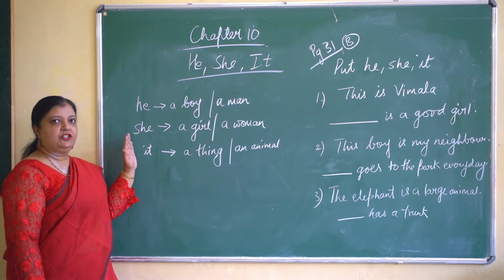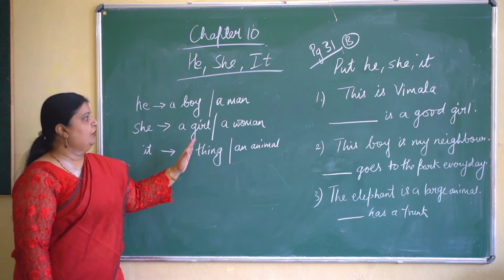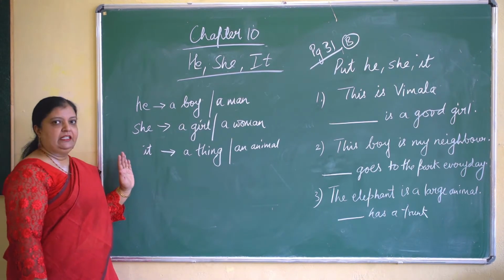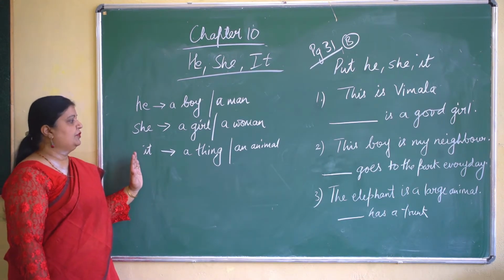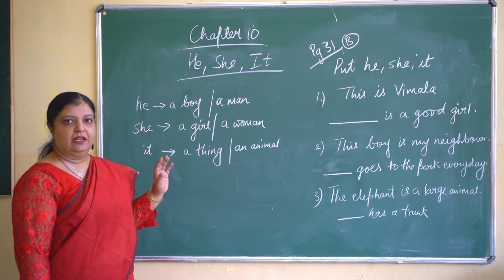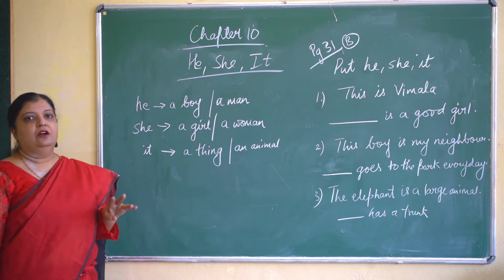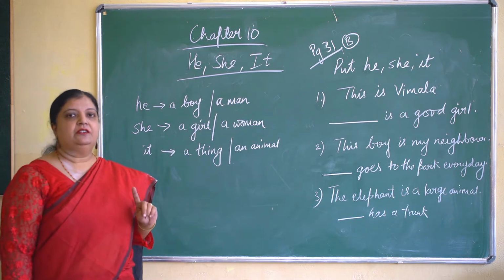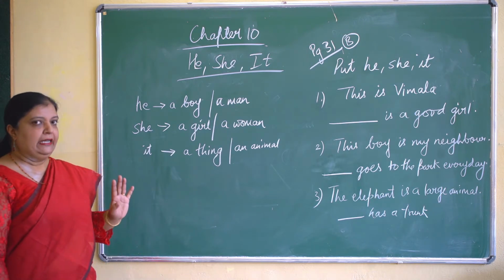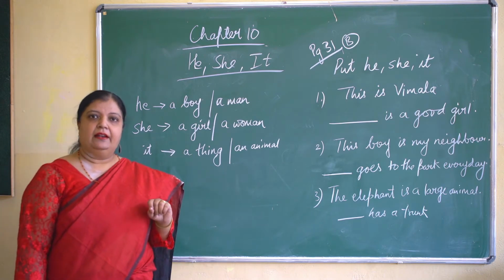She, S-H-E, she is used for a girl or for a woman. Then it, I-T, it. It is used for a thing or for an animal. Again I repeat, he is used for a boy or a man. She is used for a girl or for a woman. And it is used for a thing or an animal.